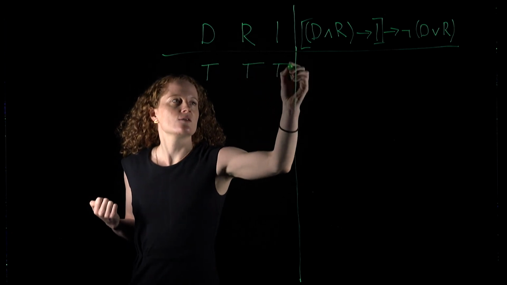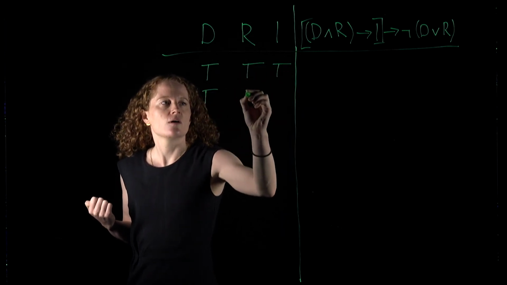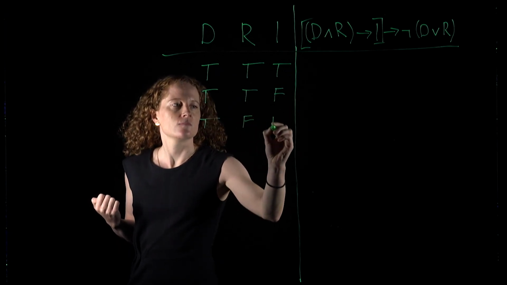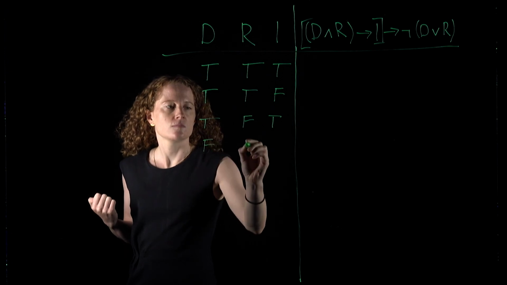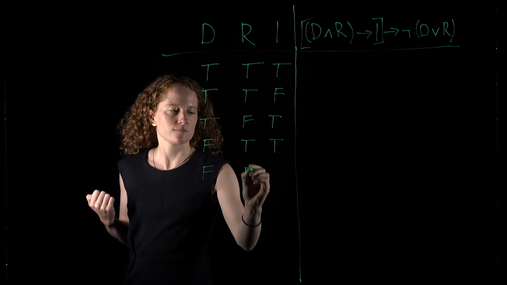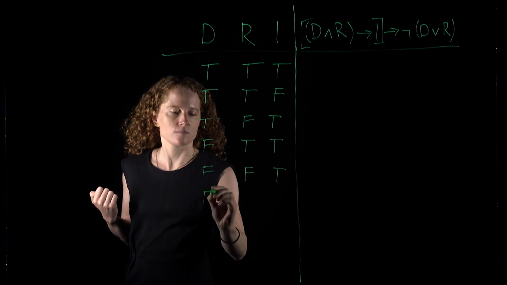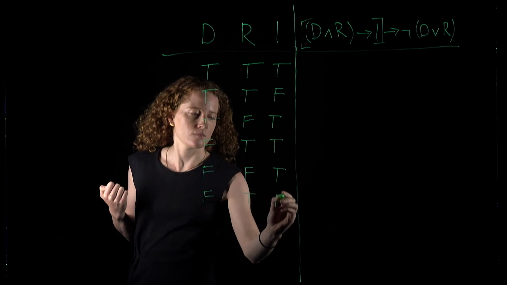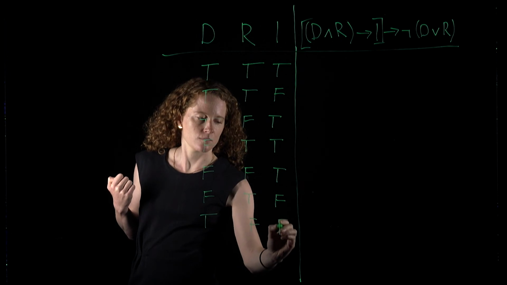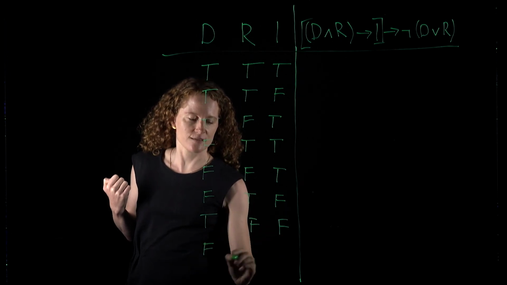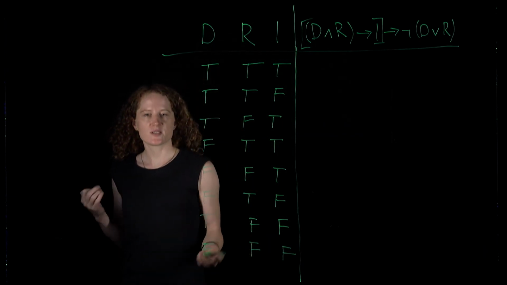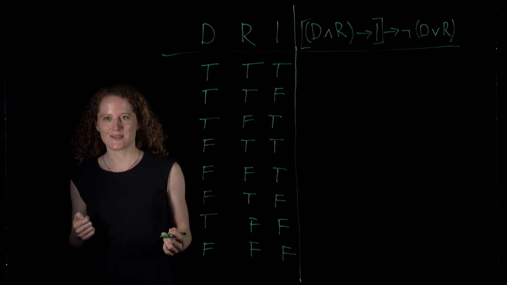The 3 sentences could all be true, or one of the 3 sentences could be false. Or 2 of the sentences could be false. Or finally, all 3 sentences could be false. 8 possible valuations, 8 rows in my truth table.